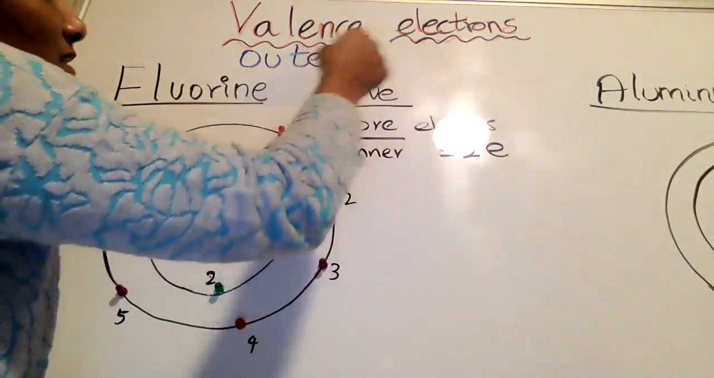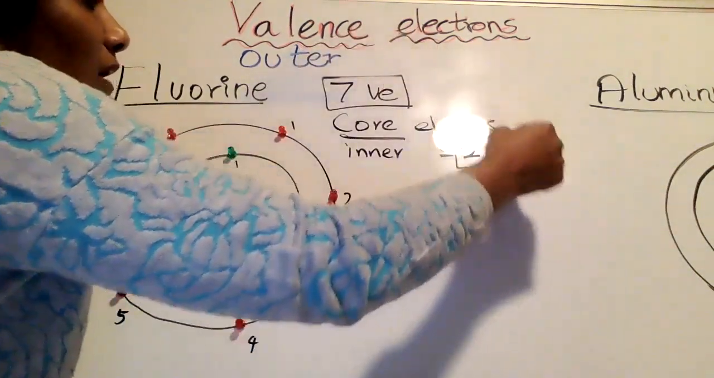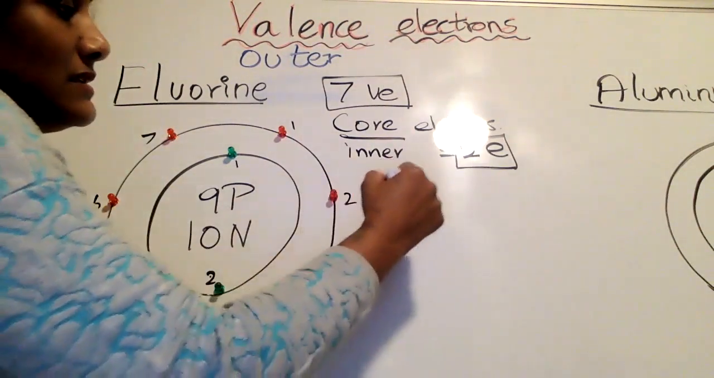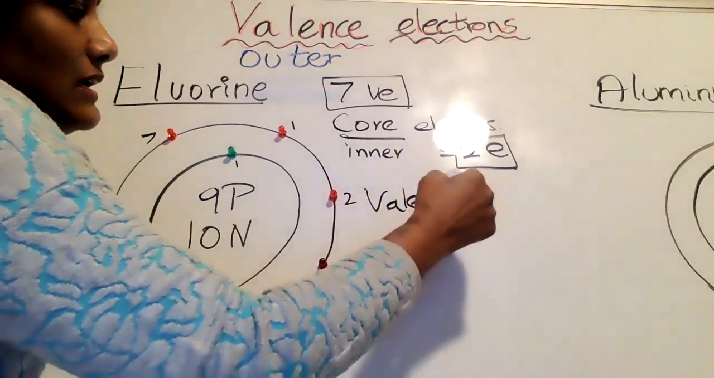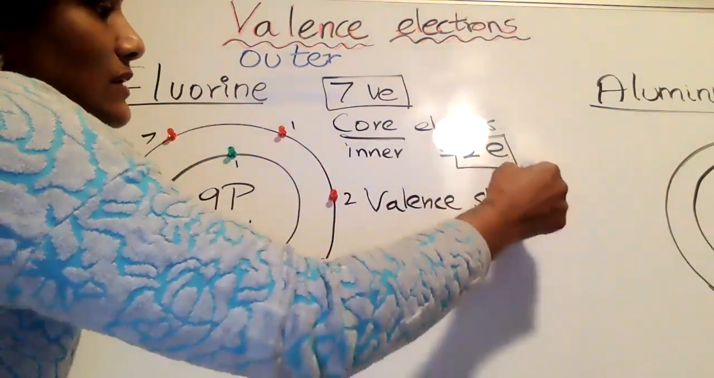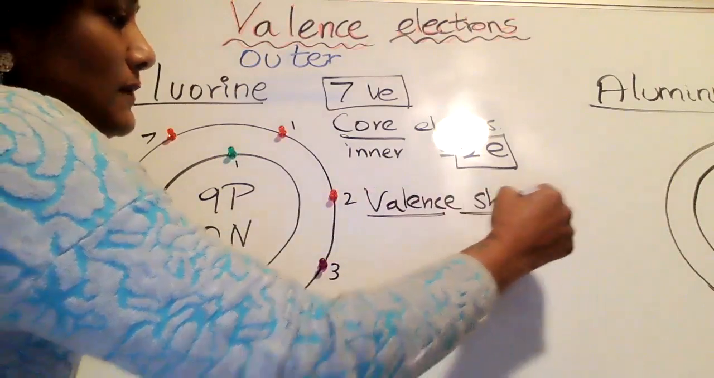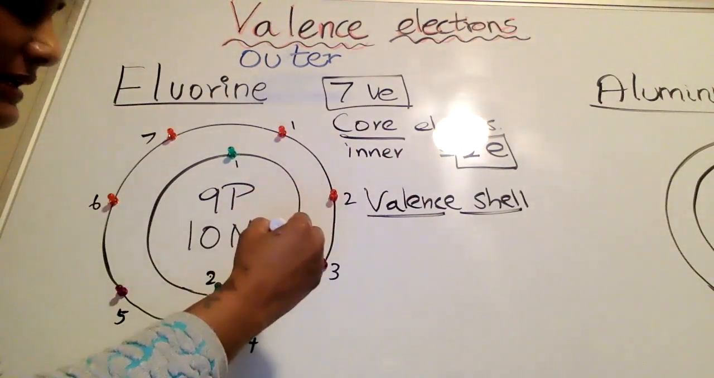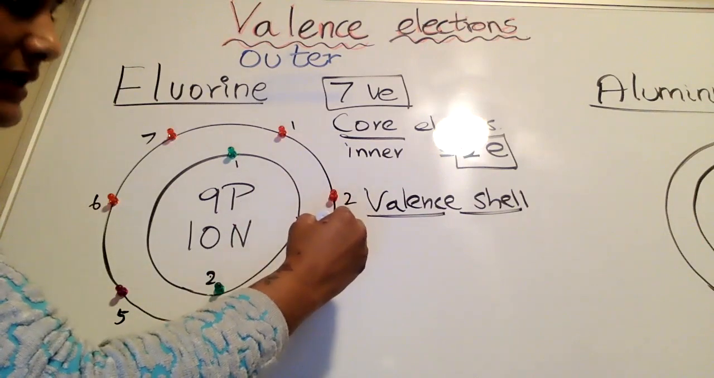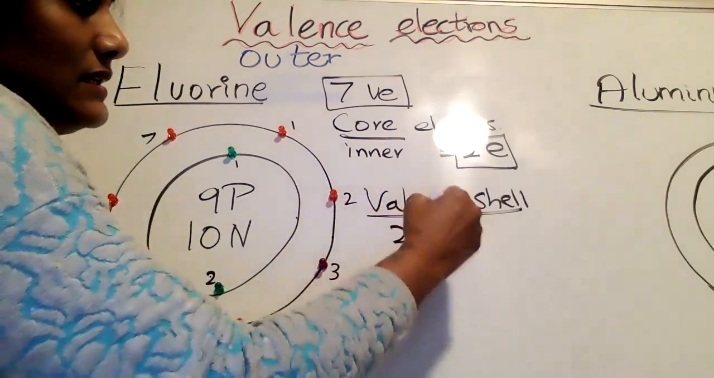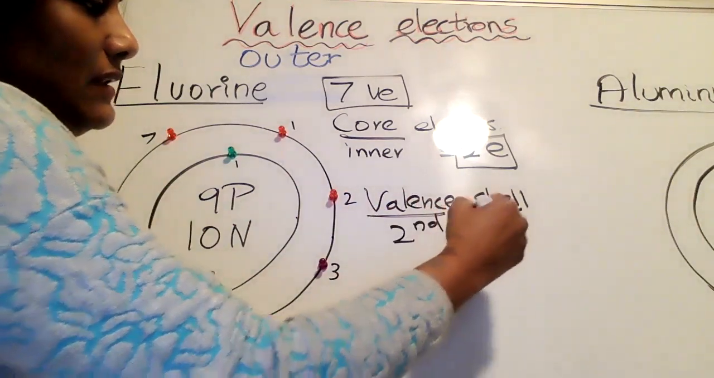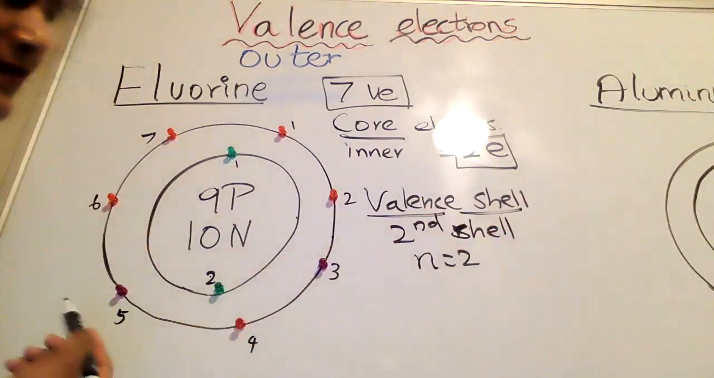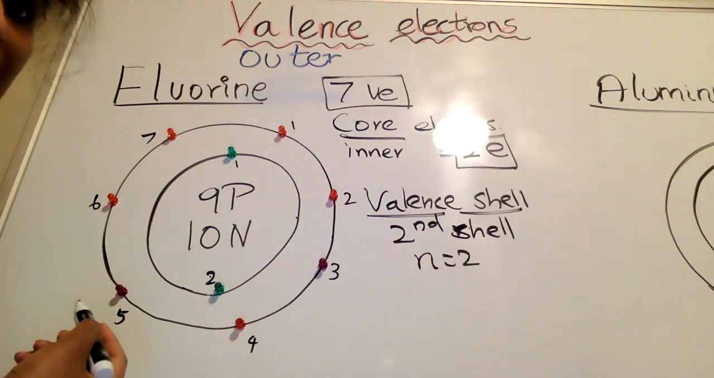So 7 valence electrons, 2 core electrons, and which is the valence shell? Valence shell means outer shell. See, because you know the word valence means outer. So which one is that? So this is the first ring, and this is the second ring. So you would write second shell, or you would write n equals 2. Is the valence shell.